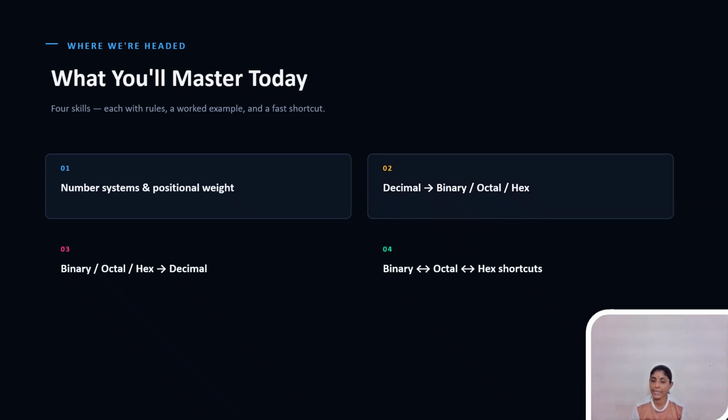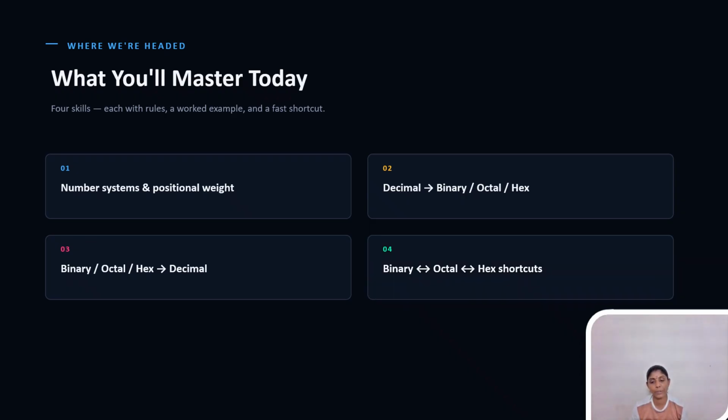Next, we also discussed the types in the positional number system: decimal, binary, octal and hexadecimal. Decimal is of base 10, binary is of base 2, octal is of base 8 and hexadecimal is of base 16. You can do the conversion from one number system to another: binary, octal and hexadecimal to decimal, and also from binary to octal, hexadecimal, and the shortcut.